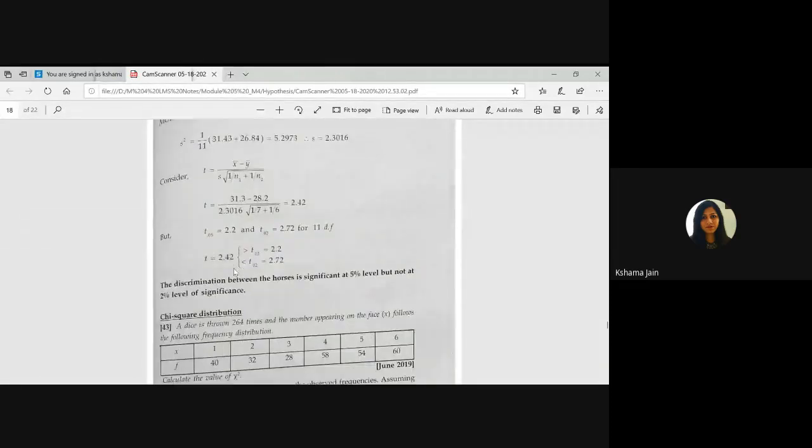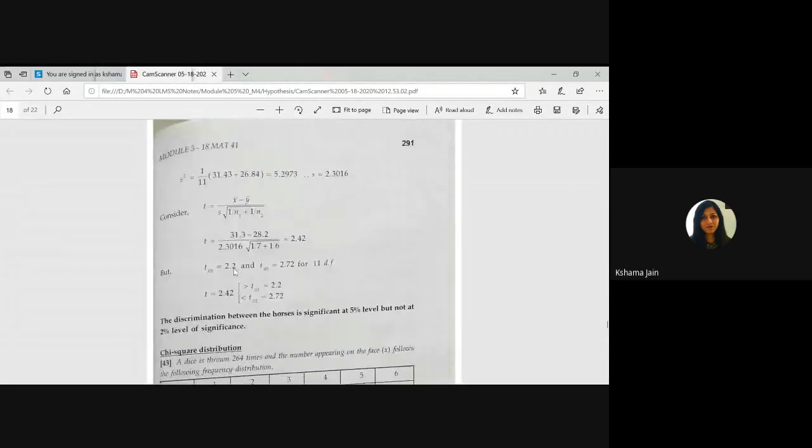Okay, clear? This is the student T distribution, again the same. This is also for two data sets. So from here we will calculate X bar. For this we will calculate Y bar. Put into the formula of T. You will get it. Always remember, if it is less than the given table value, it will be accepted. If it is greater than the table value, it will be rejected.